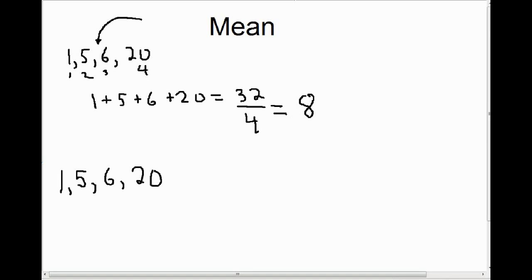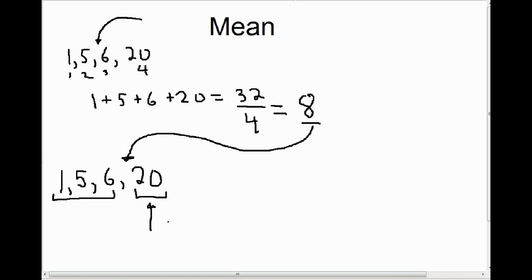Now, if we look back at this set of values here, and again, I've ordered them from smallest to biggest on purpose. If you look at this and you say, well, how can 8 be in the middle of these values? What we see when we analyze these numbers is we have a few numbers that are pretty small, but then one number that is very large. And that one number that is very large is sort of pulling the middle towards a larger number.